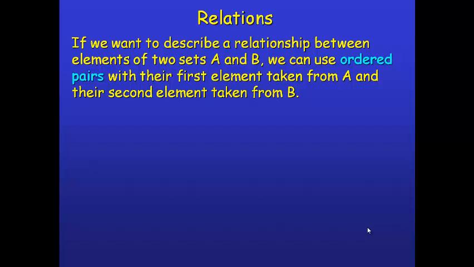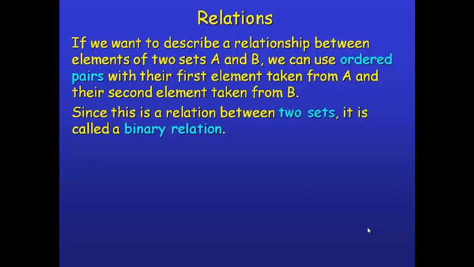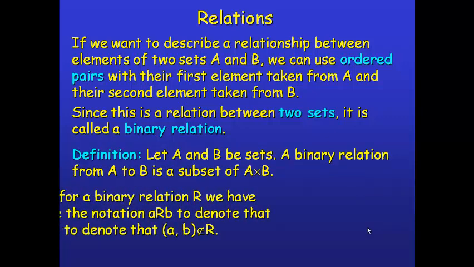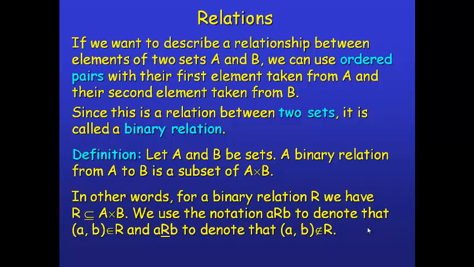If we want to describe a relationship between the elements of two sets A and B, we can use ordered pairs with their first element taken from A and their second element taken from B. Since this is a relation between two sets, it is called a binary relation. So that is, let A and B be two sets. A binary relation from A to B is a subset of A cross B. In other words, for a binary relation R, we have R contained in A cross B.